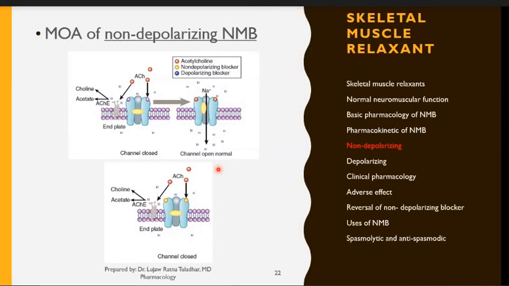Now, basically what happens is that if we talk about first the non-depolarizing, two molecules of acetylcholine will bind to the NM receptor. It is going to activate the receptor and the sodium is going to move in. Now, if I want to block this receptor, how many blockers do I need? 1 or 2? Can anyone tell me?